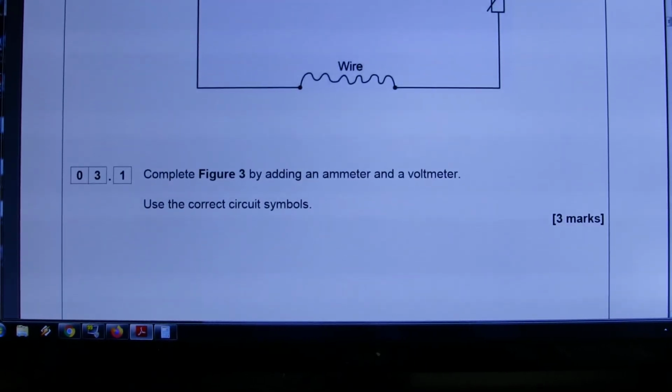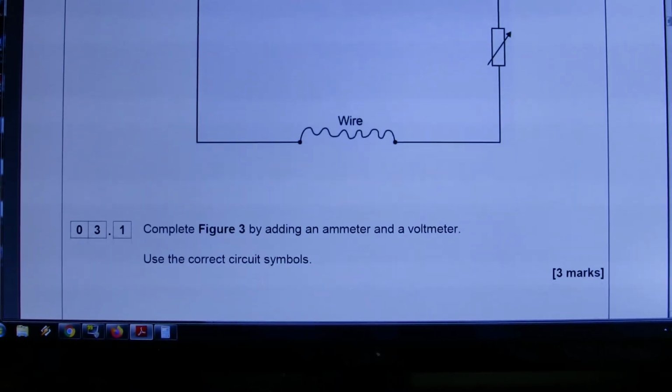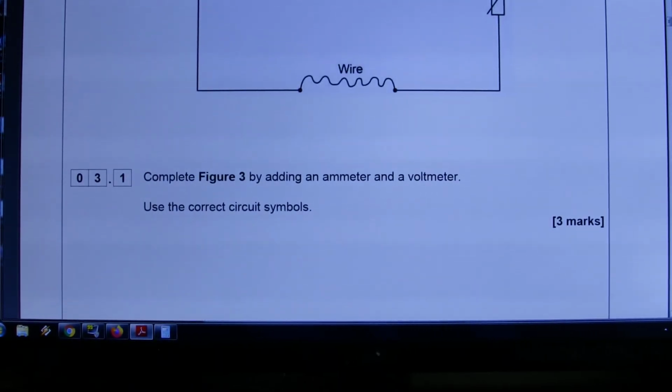Complete figure 3 by adding an ammeter and a voltmeter. Right, ammeter measures amps. It gives you an answer in amps. It measures the current, for which you want it connected in series. So I would remove this bit of wire here and put the ammeter in there in sequence, in series with the wire.